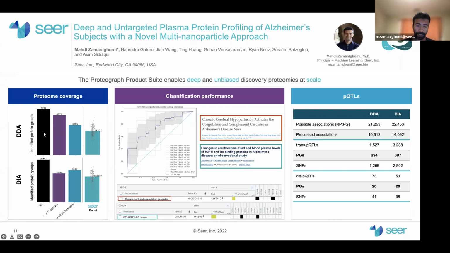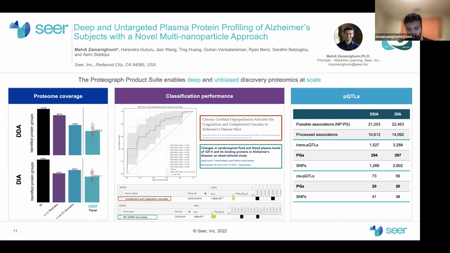For DDA across the cohort, we are getting close to 5,000 protein groups. And on average per patient, we are getting about 2,500 protein groups. With DIA, we are getting a bit better numbers, over 5,000 protein groups across the cohort, and per biosample on average over 3,000 protein groups. Very good numbers.